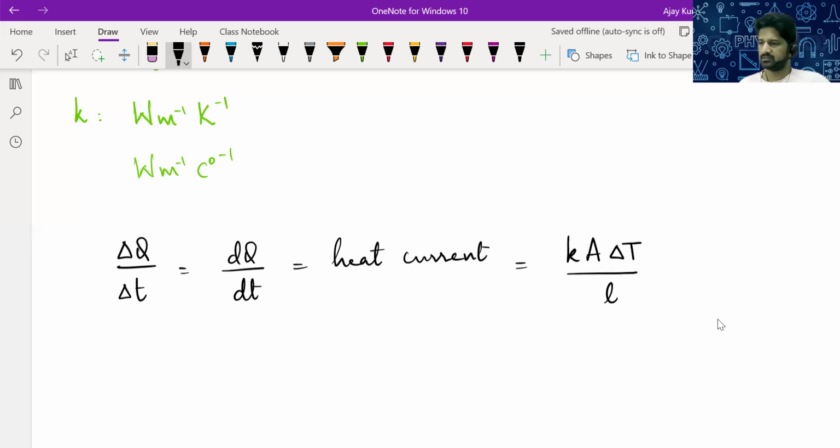But remember the conditions. This is valid only when conductivity K is uniform throughout the conductor. Area of cross section has to be same everywhere. Then you can use this. A lot of variations are possible. So problems based on this formula we will be solving in tomorrow's class. Thank you all. We'll continue tomorrow.